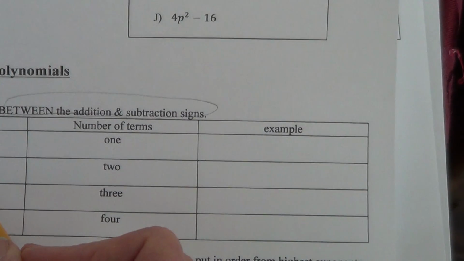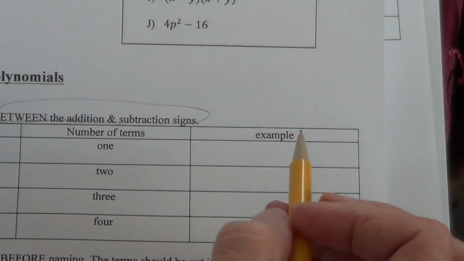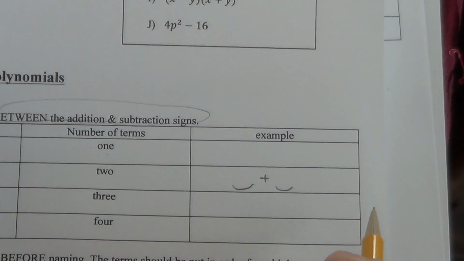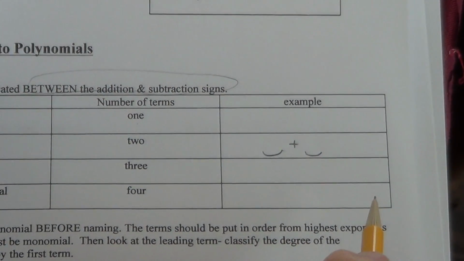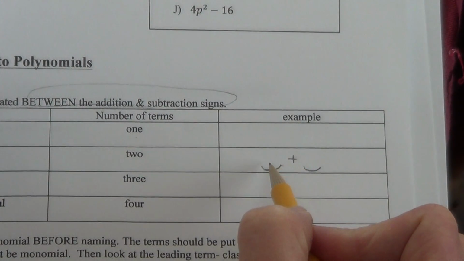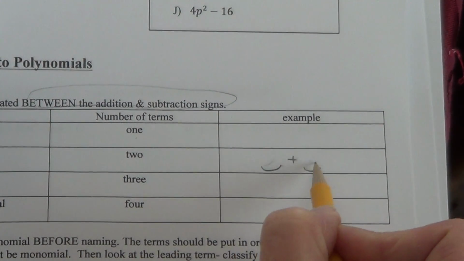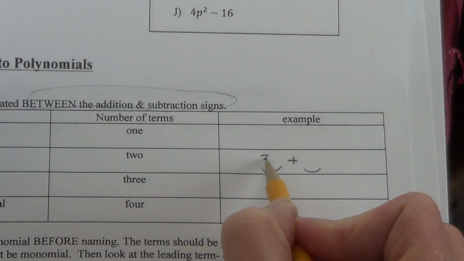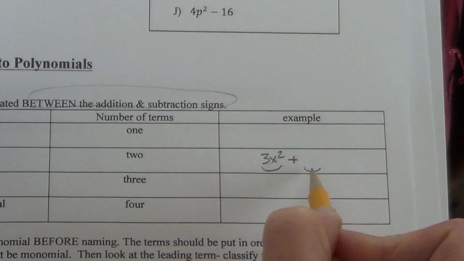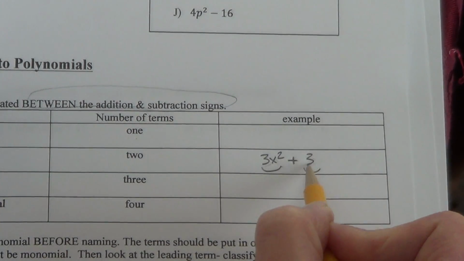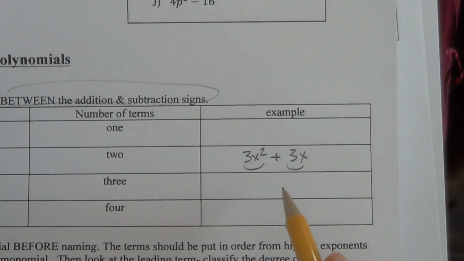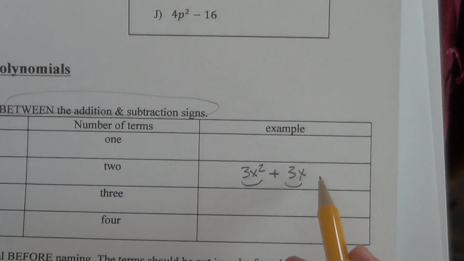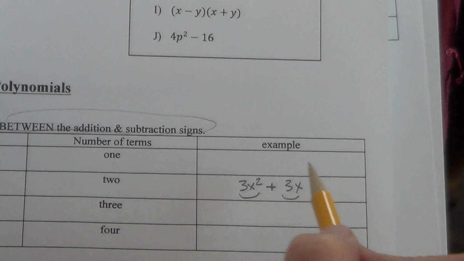So let me skip down to binomial. If we have 2 terms, that means they're separated by either a plus or a minus. I'm going to use a plus on this one. And now I can come up with any two terms, but they can't have plus or minus in them. The only plus is right here. So I could have, let's say, 3x squared and 3x. Now, those couldn't be 3x squared and 3x squared, because if they were like terms, they would simplify, and then we would end up with a monomial.